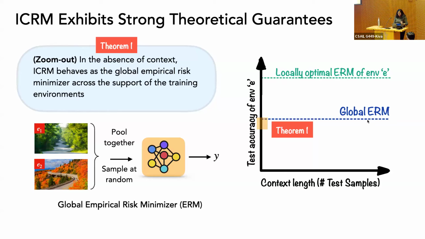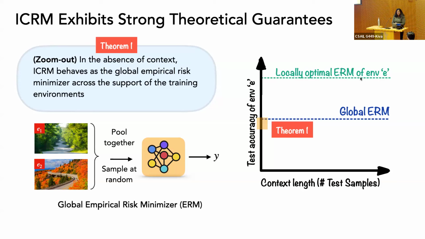And we have 2 different baselines here. One is the global ERM that we already discussed a few slides ago, which just pulls all the data together from all the environments and learns a predictor. The second one is the locally optimal ERM of that environment. What I mean by that is, if you just had data from that specific environment and you trained a model on top, it has all the information of that particular environment. So it's like the upper bound that we want to achieve. The first theorem is zoom out, and we call it zoom out because we talk about its performance in the absence of any context.